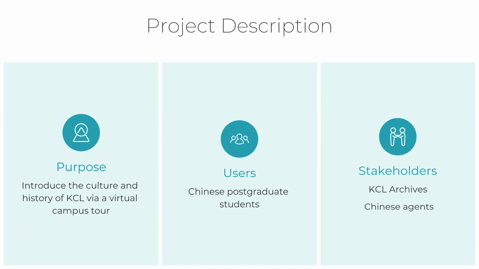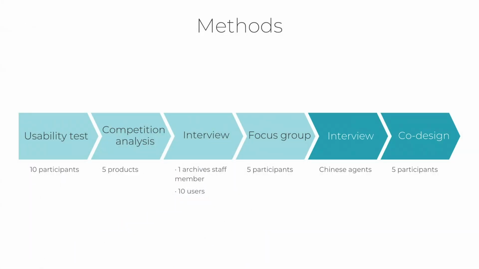We narrow down the users to Chinese postgraduate students. Stakeholders are King's archive staff and Chinese agents. As for the methods, firstly, we did 10 usability tests on 5 competitors' products. Based on this, we analyzed the user experience and then conducted a competition analysis. We also interviewed archive staff to get some suggestions and requirements.